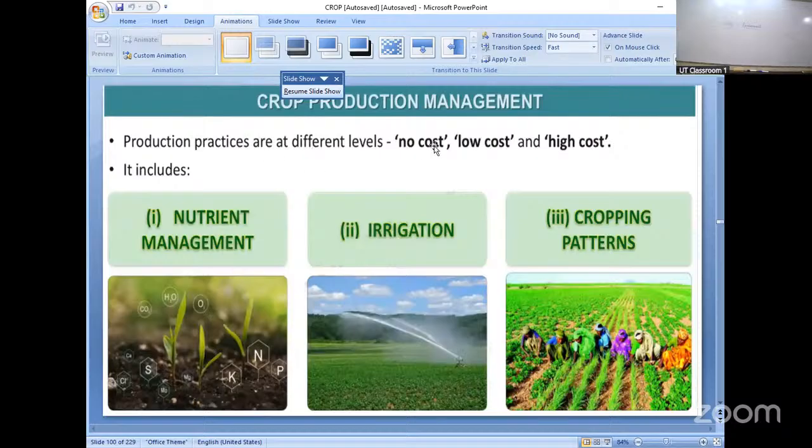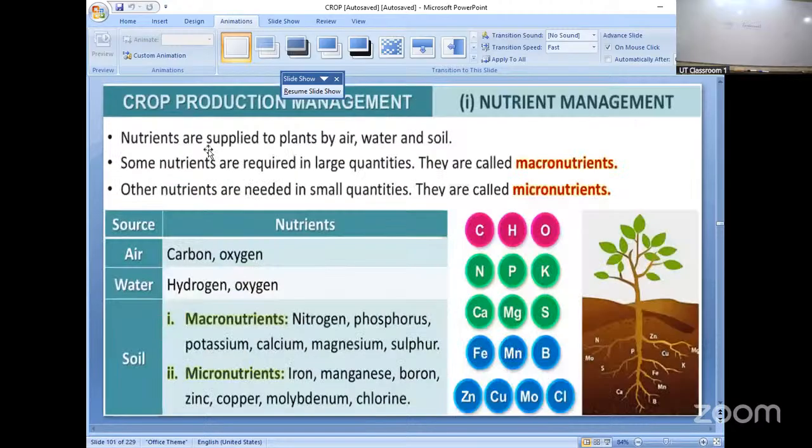So these production practices are at different levels, that is no cost, low cost, or high cost. And it includes nutrient management, irrigation, and cropping pattern. Nutrient management means we know the sources of micronutrients and macronutrients. The macro means the nutrients that we require in large quantity. It is the same for plants also. And the micronutrients are the nutrients needed in small quantities, right?